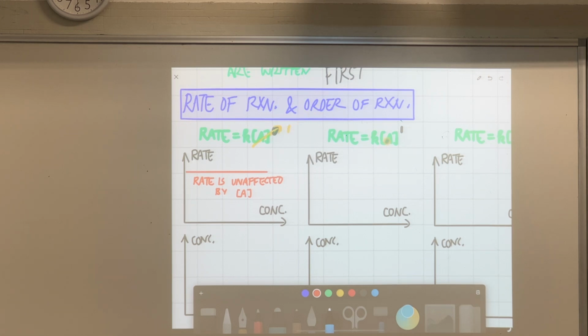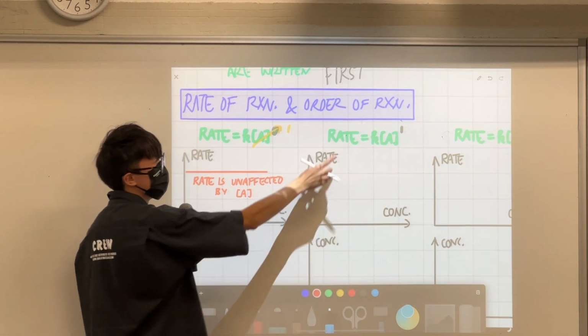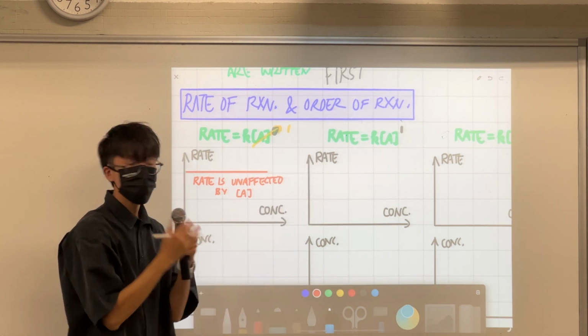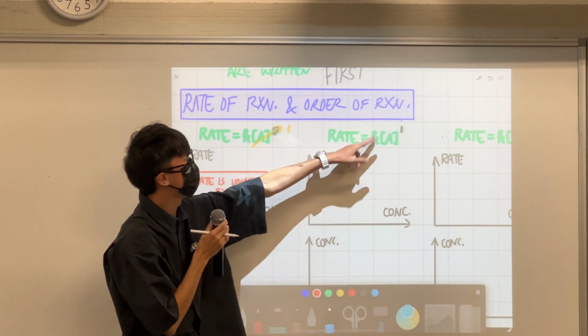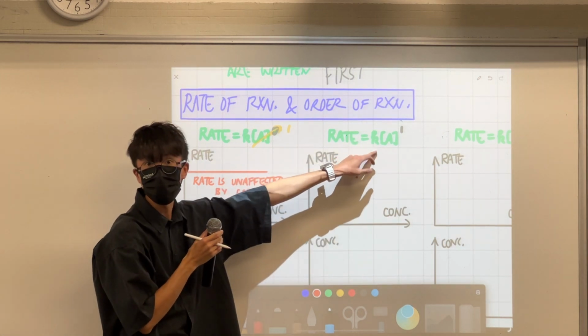When you have A raised to the power of 1, that means when I change A, when I drag on the x value here, how will the y value change? It will increase proportionally, right? Because k, you know, is the rate constant, it's a fixed number. Let's make it a number that we can work with, 10. Let's just make k 10 now.